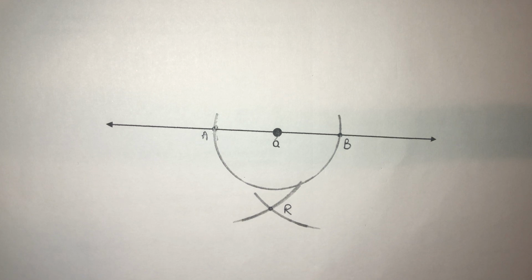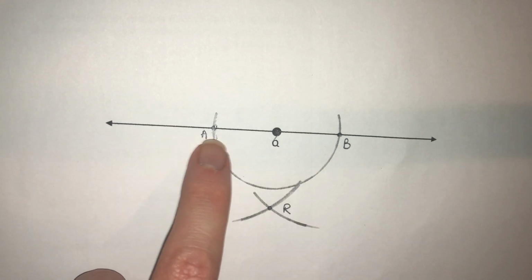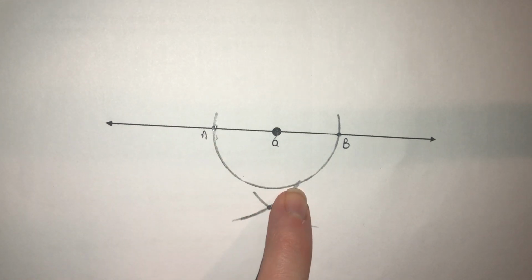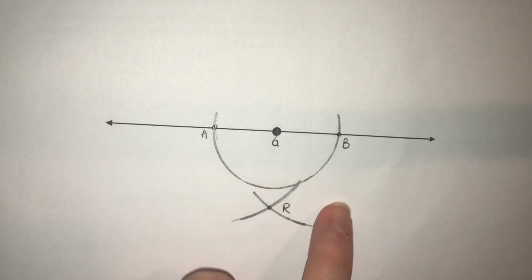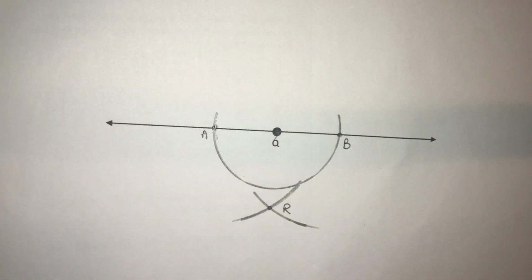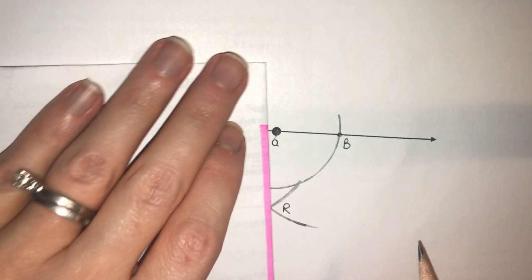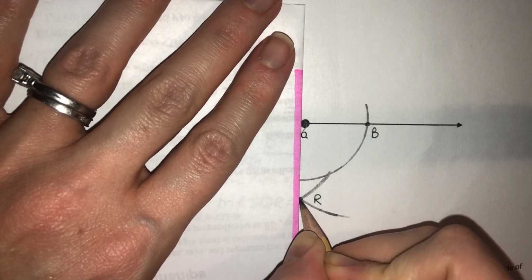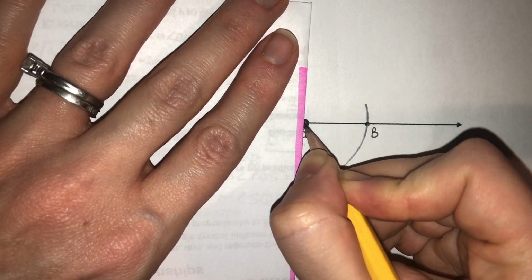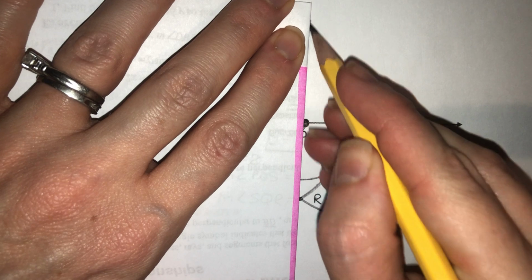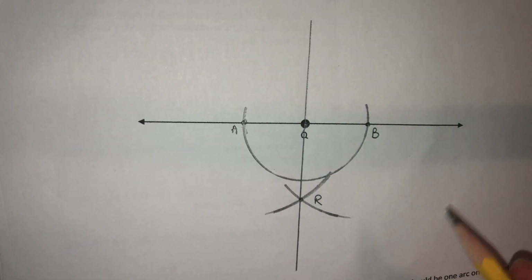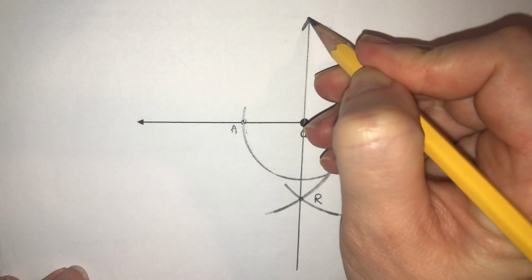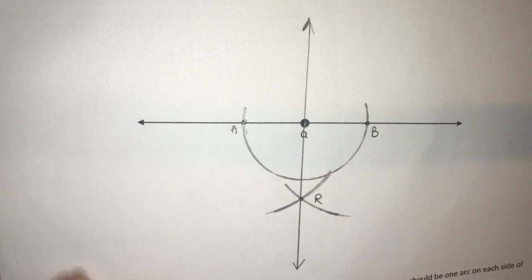All right, so I kept my compass rigid, had the pointer on A, swung an arc there, had the pointer on B, swung an arc there, they meet at point R. Now the last step is to draw a line through Q and R. So take my fancy straight edge, line up point R and point Q, draw my line, put arrows on the end to show it goes on forever.